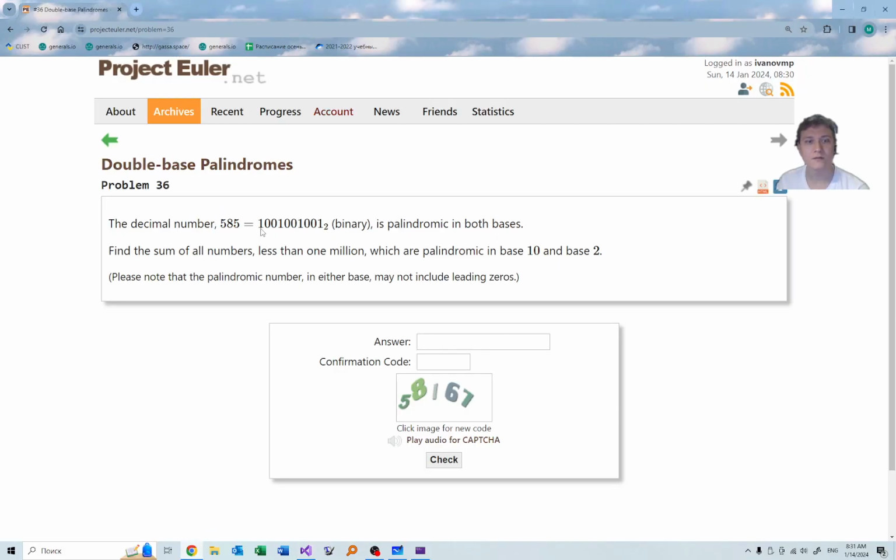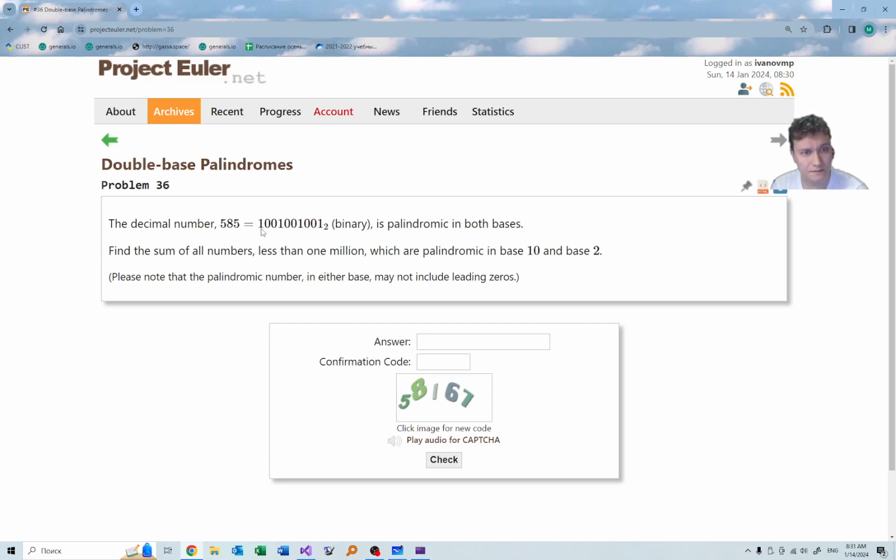Okay, so first of all, since it should be palindromic in base 2, it should be odd because it cannot have leading zeros, but after reversing it, it would have leading zeros, which is not acceptable. So we only consider odd numbers, and this implies that it will maybe be palindromic in base 10. At least it will not have trailing zeros.